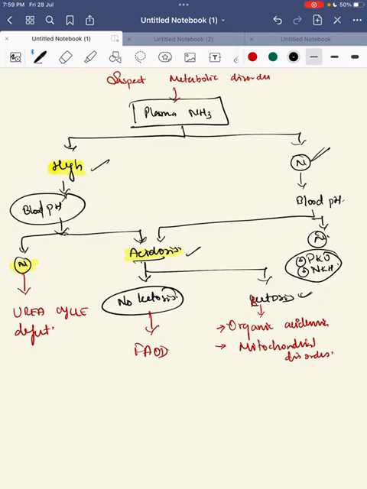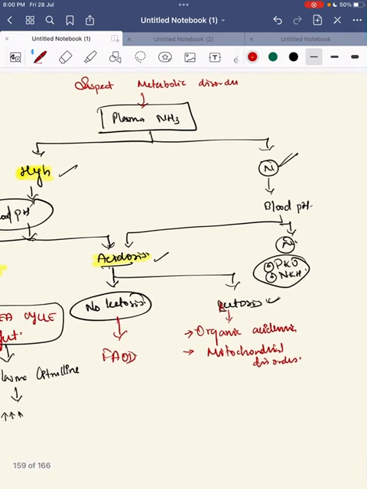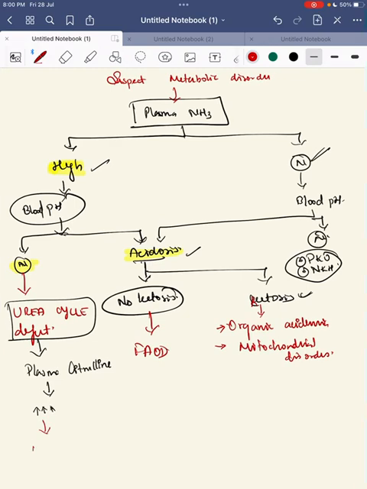Next, when you find that the child has a urea cycle defect, what will you do next? You have to do a plasma citrulline level to find out which enzyme is defective in the urea cycle. When this plasma citrulline is very high, it is due to ASA deficiency, that is argininosuccinic acid synthetase deficiency.